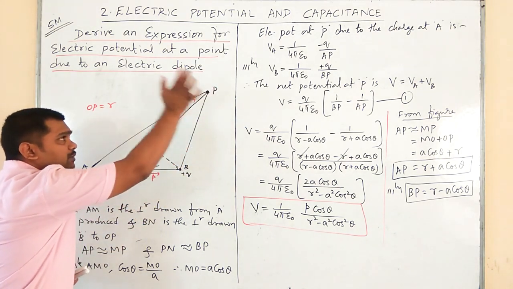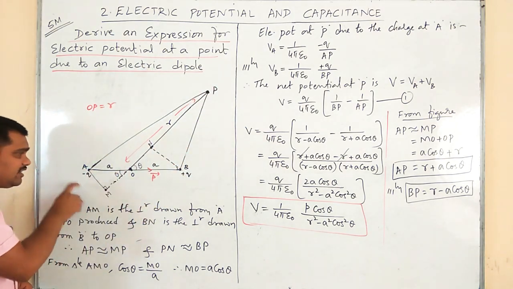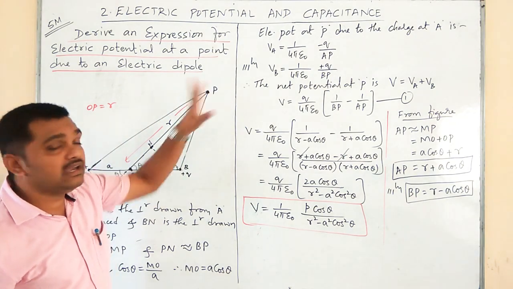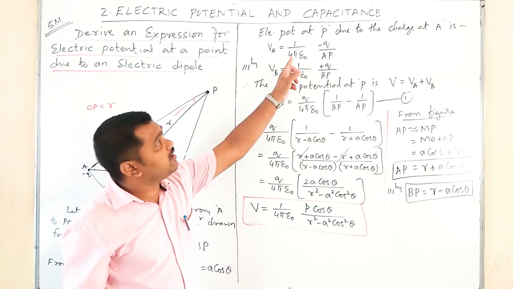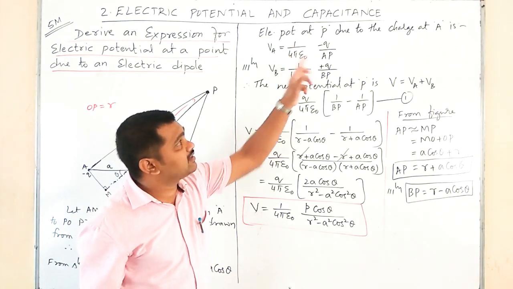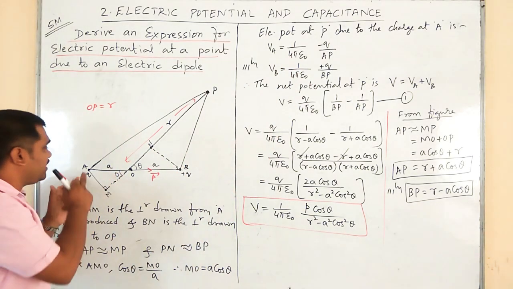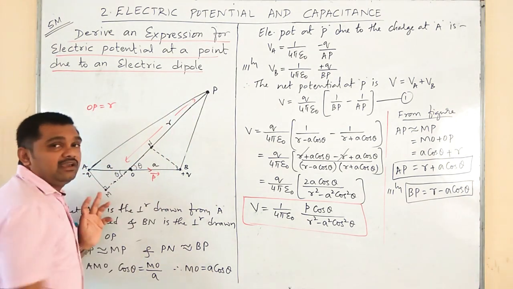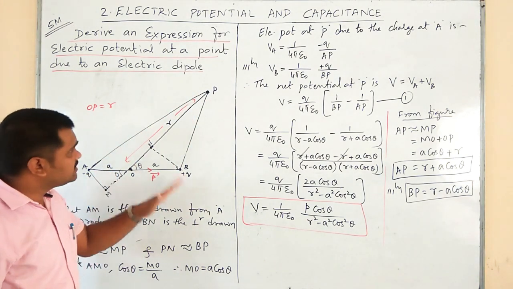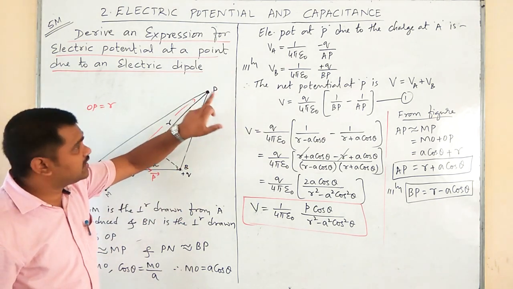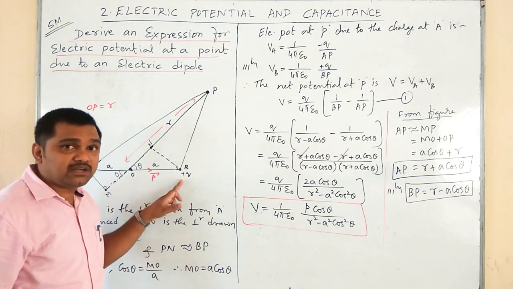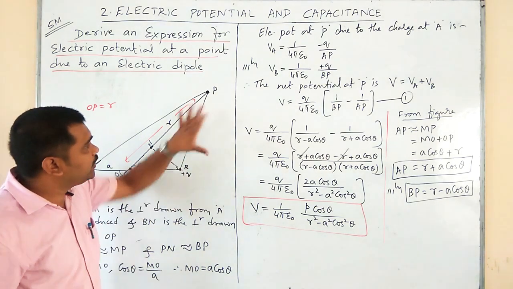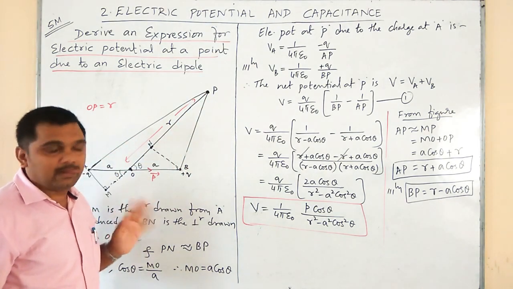Electric potential at P due to the charge at A, I have started from there. At A it is given by V_A is equal to 1 by 4 pi epsilon naught times minus Q divided by AP, because at A we are having minus Q, so minus Q divided by AP I have written. Similarly, electric potential at P due to the charge at B is given by 1 by 4 pi epsilon naught plus Q divided by BP.